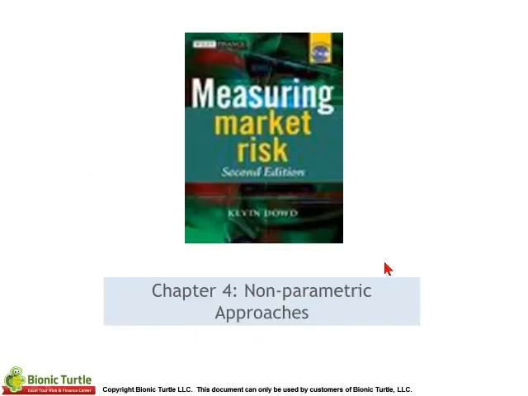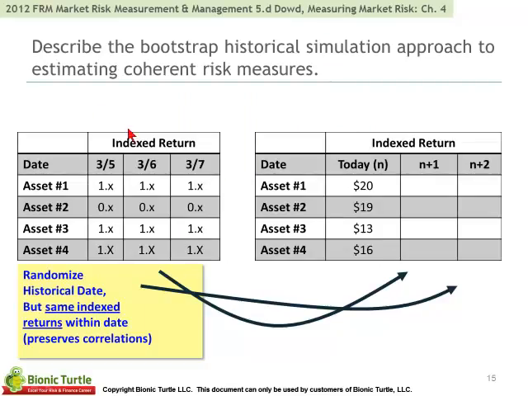So chapter 4 is a focus on non-parametric approaches, starting with: describe the bootstrap historical simulation approach to estimating coherent risk measures. And so the idea here is we start with a data set of indexed returns. So again, think of this portfolio in 2 dimensions, right? The portfolio here goes down this column. And in this example, the portfolio consists of 4 assets. So that's the column vector, a column vector of positions in assets.